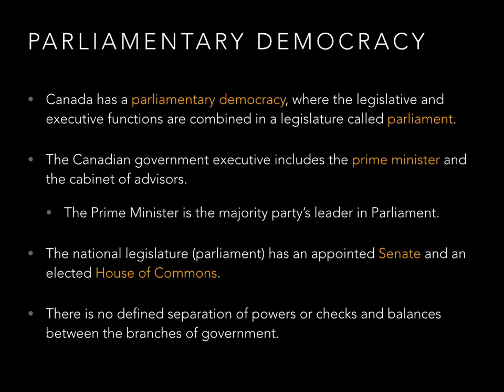The Canadian government executive includes the Prime Minister, not a president, but a Prime Minister, and then his cabinet of advisors. The Prime Minister, it turns out, is the majority party's leader in Parliament. The national legislature, the Parliament, has an appointed Senate, not an elected one, and then an elected House of Commons. There is no defined separation of powers or checks and balances between the different branches of government in Canada.